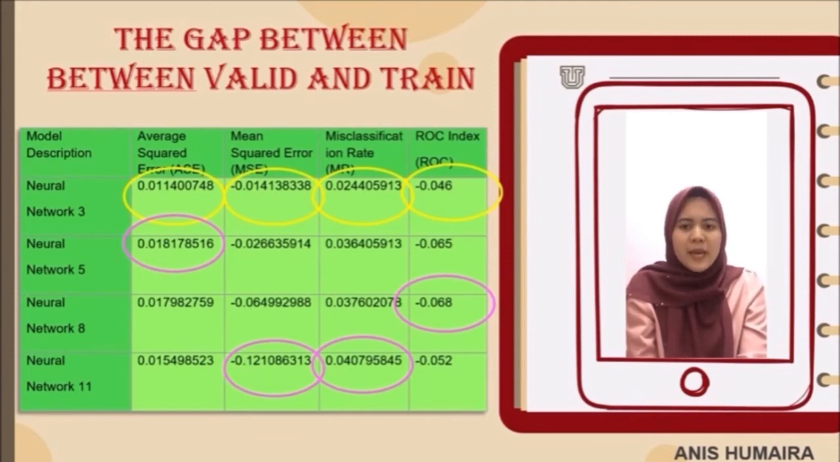Next, for MSE, by ignoring the sign, the lowest value is neural network 3, and the highest value is neural network 11. Next, for MR, the lowest value is neural network 3, and the highest value is neural network 11. And the last one is ROC. By ignoring the sign, the lowest value is neural network 3, and the highest value is neural network 8.